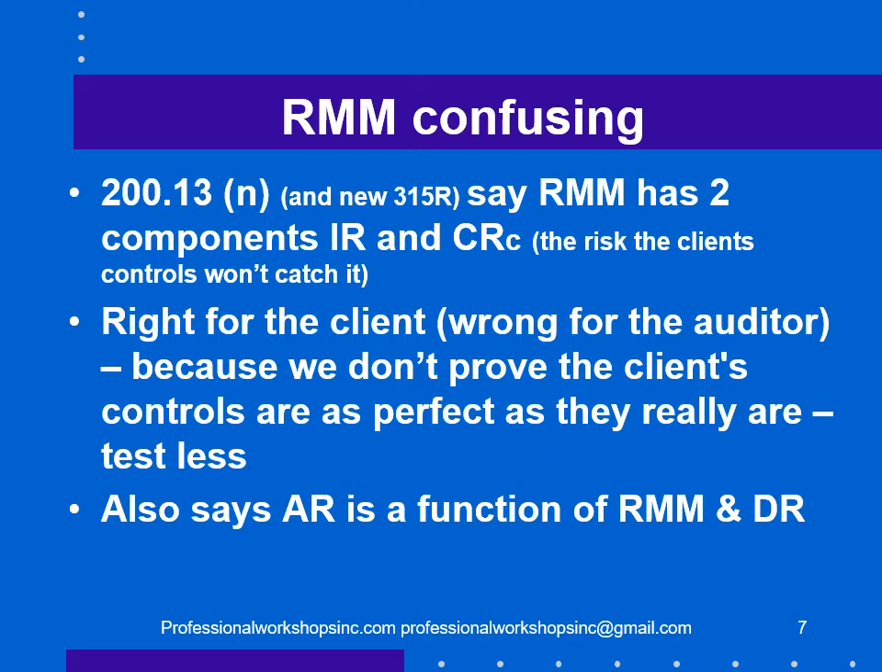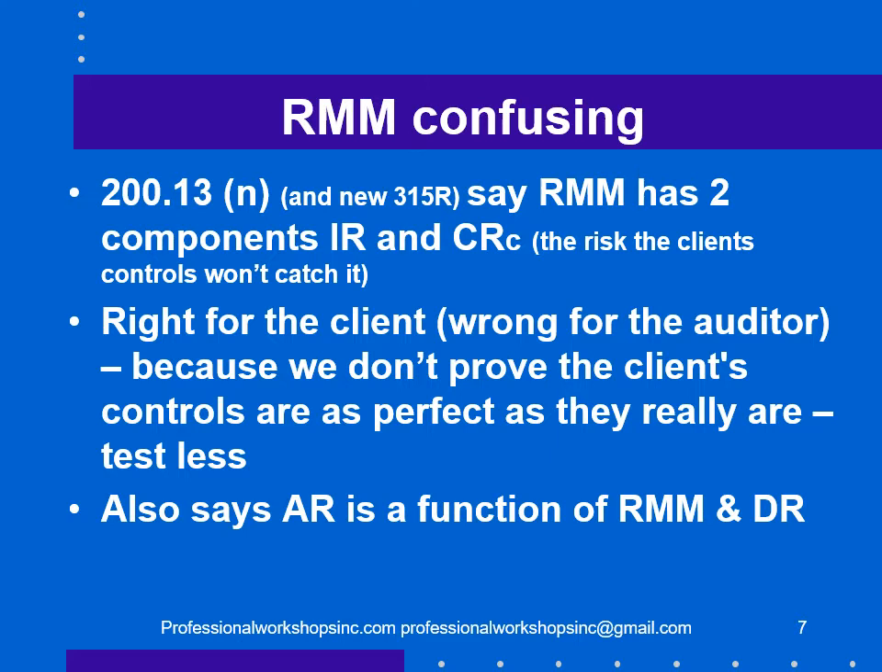However, one could become confused by the definition in standards of risk of material misstatement. The old section and the new section both say that risk of material misstatement has two components: inherent risk and control risk at the client. The risk that the client's controls won't catch it. And that can't be right from an audit point of view.